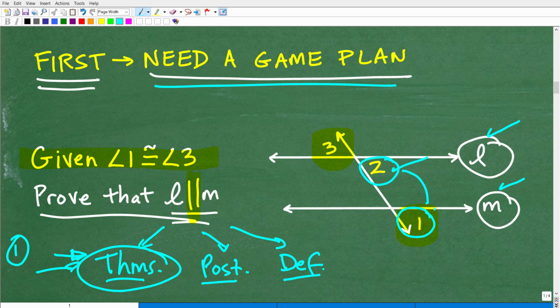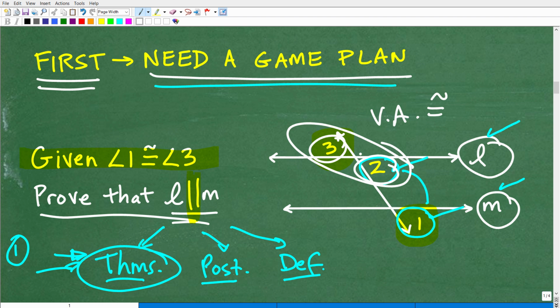Our game plan is to construct a plan to argue that angle 2 and angle 1 are corresponding. Can we do that? Absolutely. Angle 3 and angle 2 are what we call vertical angles. These two angles are congruent, in other words, they're the same. So 3 is the same as 2, and 3 is the same as 1, so therefore 2 is the same as 1, and that's what I need. Meaning that these corresponding angles are congruent. Therefore, I can make a final statement that these two lines are parallel.